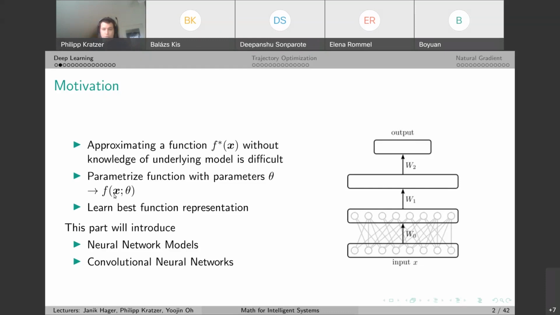So what we have in machine learning is a function f, and we parameterize it by some set of parameters theta. And we want to learn the best function representation given the data that we have. I will first talk a bit about general typical neural network models. We will look into fully connected neural networks, and after that, convolutional neural networks.